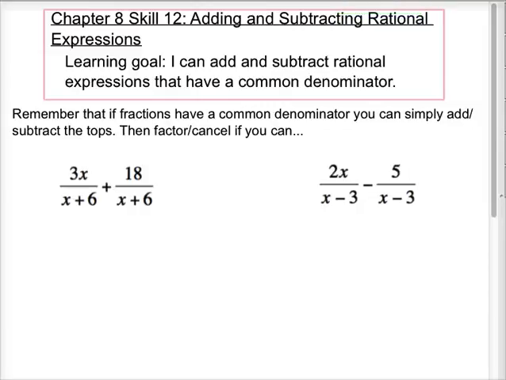Welcome back. So now we've done multiplication and division. So now we're going to move on to addition and subtraction. Now here, addition and subtraction take a little bit different skill set.